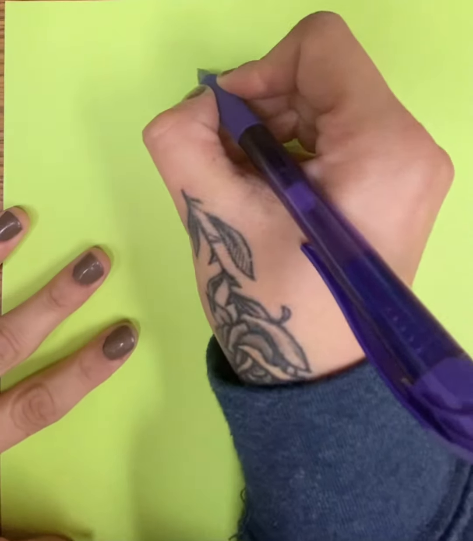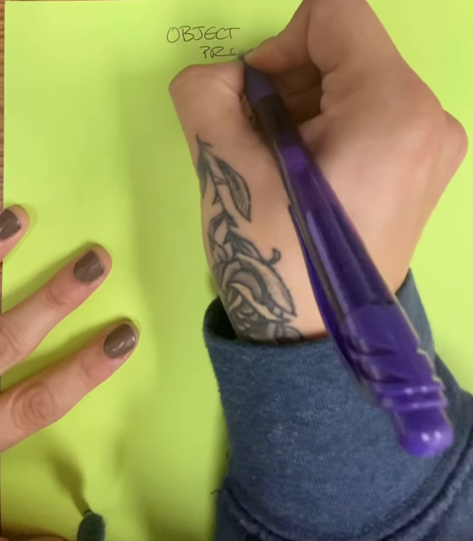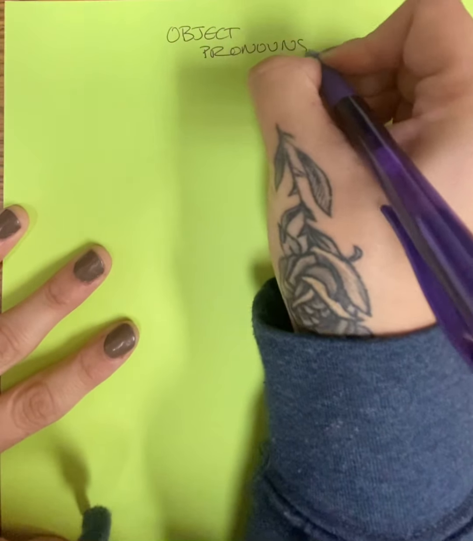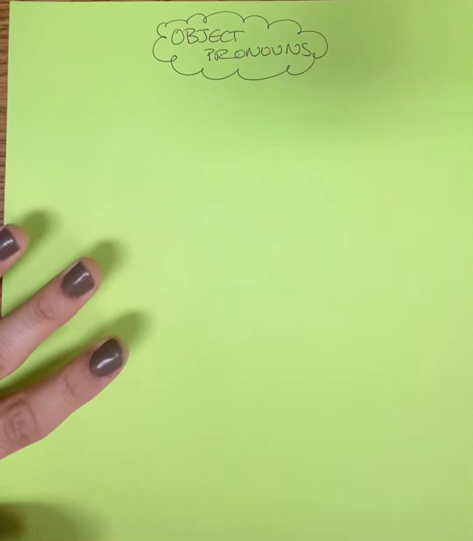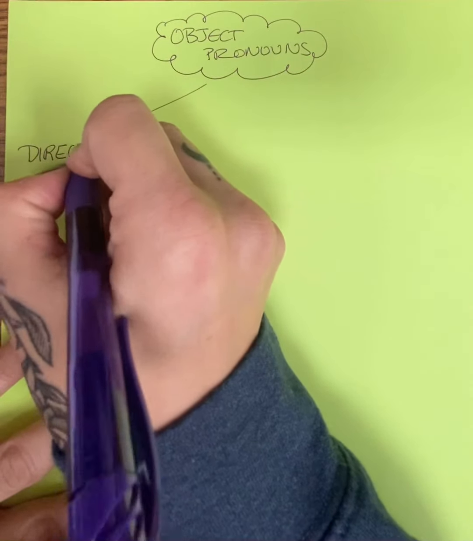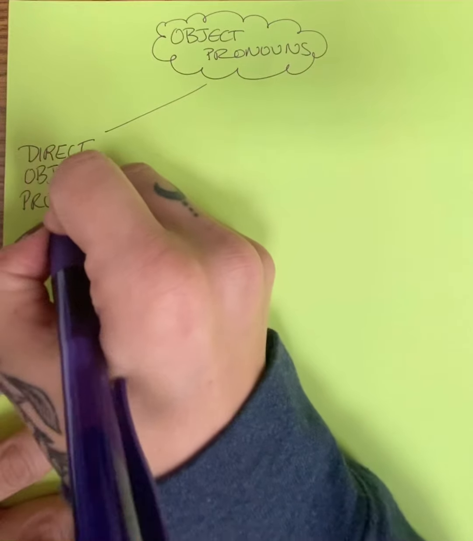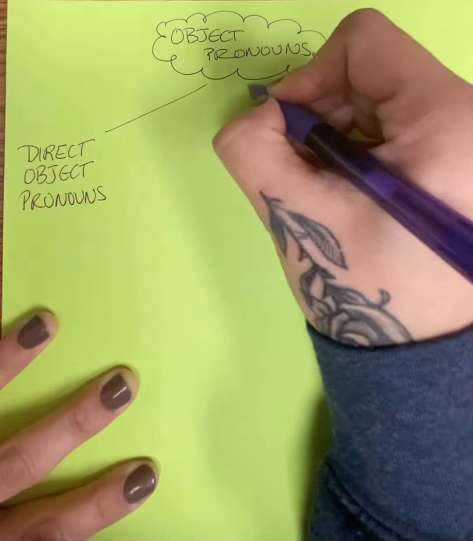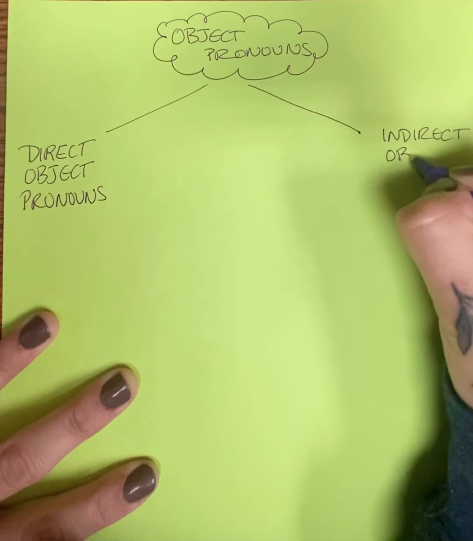In this video, I am going to explain to you what direct and indirect object pronouns are. And those two things, direct and indirect object pronouns, fall under the general category of object pronouns. All right, object pronouns, and we've got direct object pronouns. And we've got indirect object pronouns.